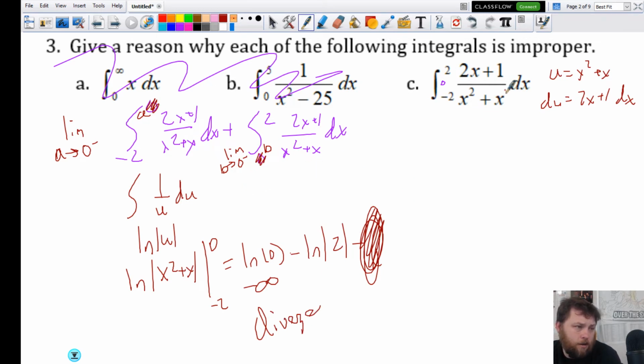If you just try to integrate this straight up, and here's why you have to split this. You must say, why do I have to split it?